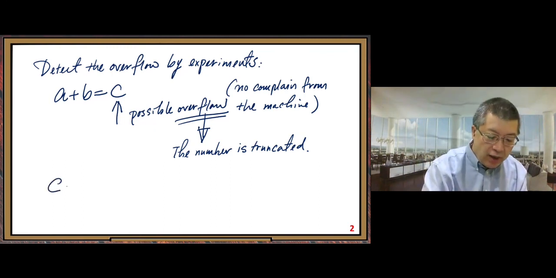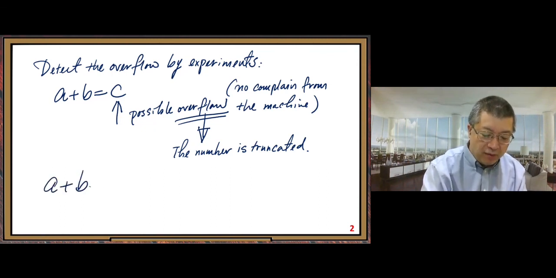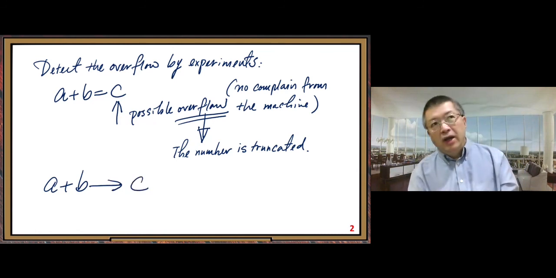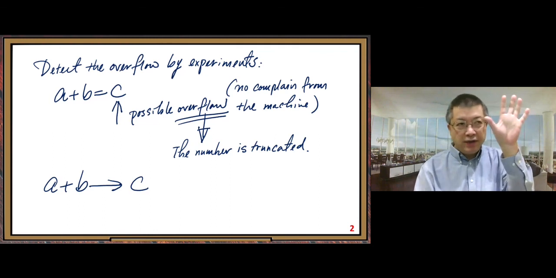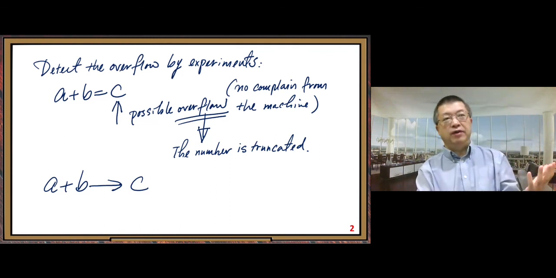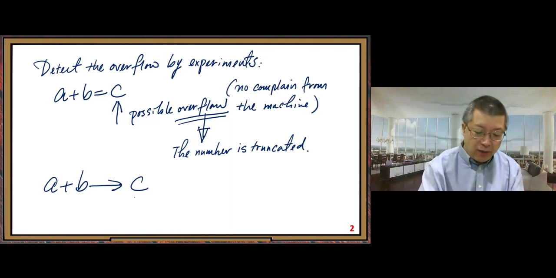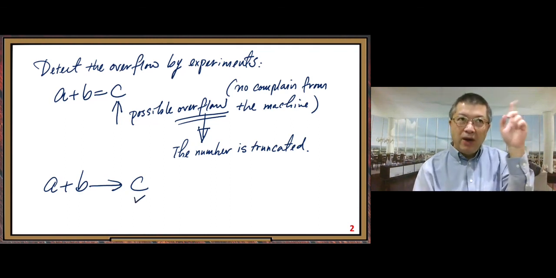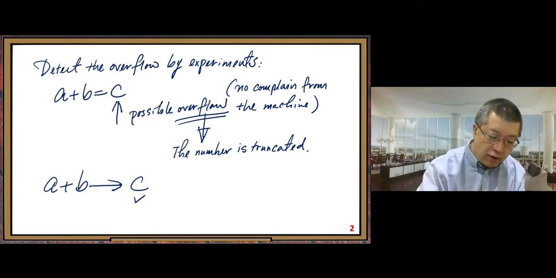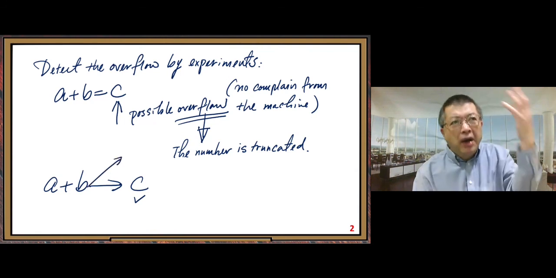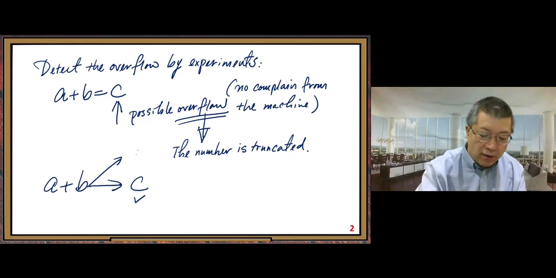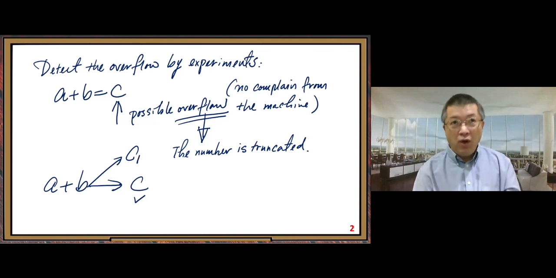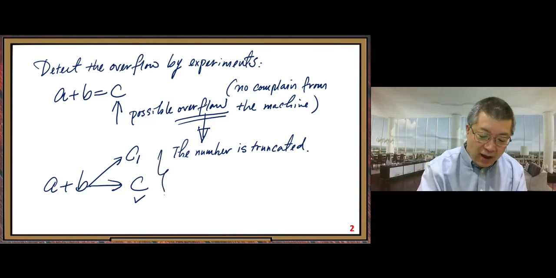We have an A number plus B number, we get a C number, right? Is there an overflow? So we consider two cases. The first case, no overflow, normal, so we get the correct C. But there is another possible overflow case. You get a truncated number, so it won't be C. So we call it C1. So a different number, C1.